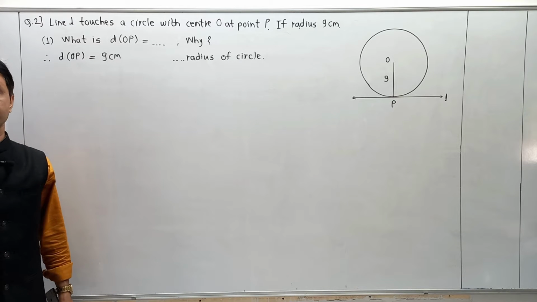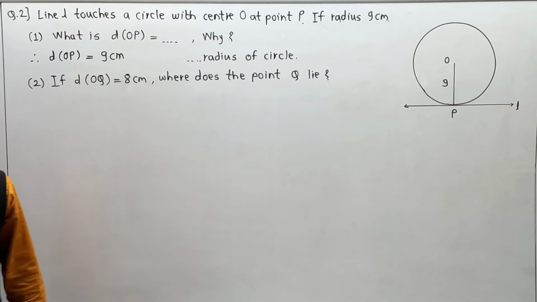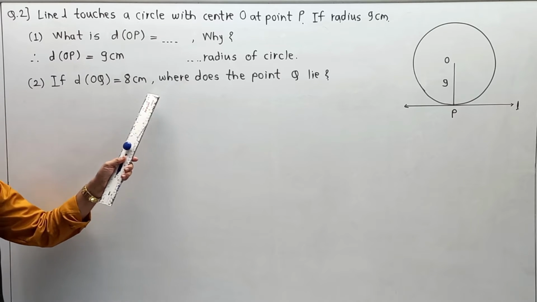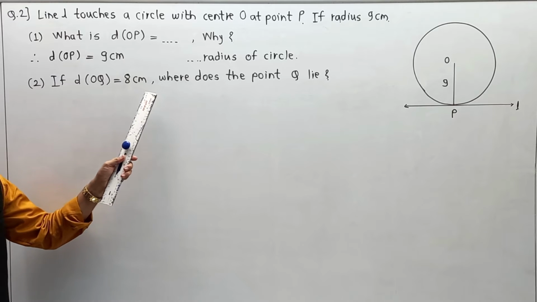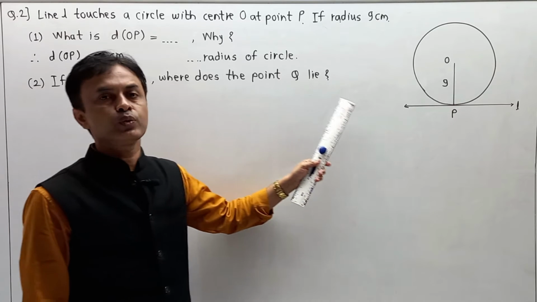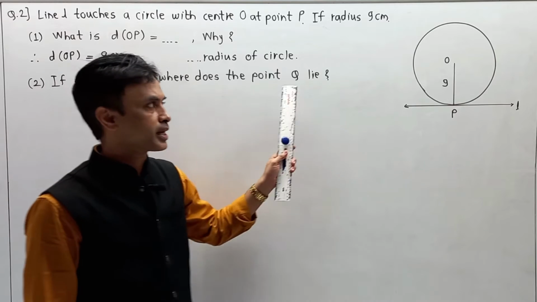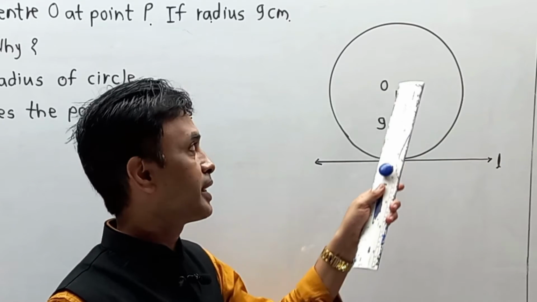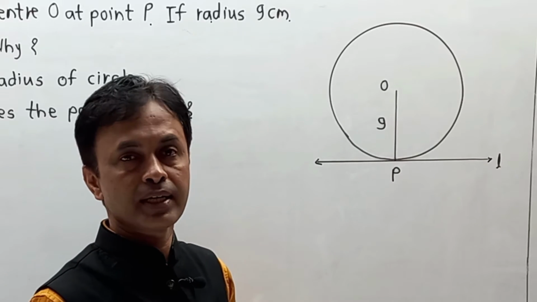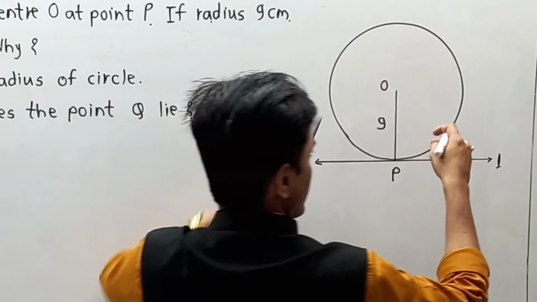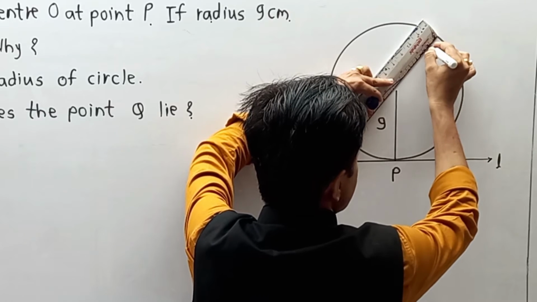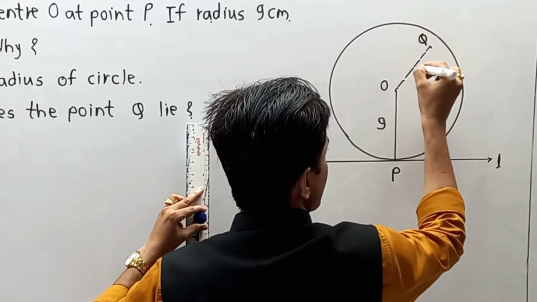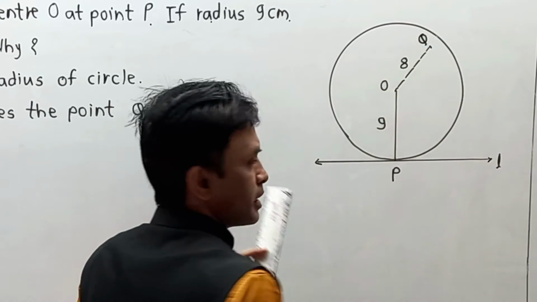Now, moving to the second question, part (ii). Their next question is: if distance OQ is equal to 8 centimeter, where does the point Q lie? Now one by one, let us understand this part. We know that the radius OP is 9, and they have given distance OQ as 8. Let us say I take any point somewhere here and indicate the 8 centimeter distance. Let us say this is the position of Q, and the distance from O to Q is 8 centimeter.